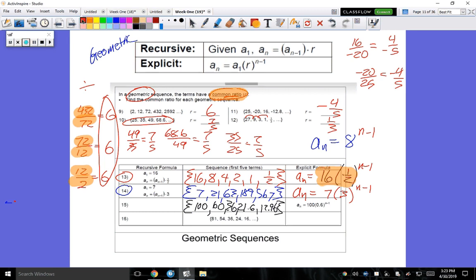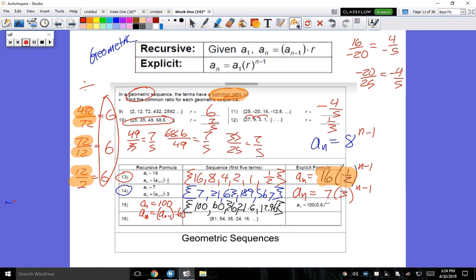Okay, Jeremy, over here. What am I going to list as a sub 1 for my recursive? 100, good. And keep going, Jeremy. What am I going to list for a sub n? You're going to put parentheses a sub n minus 1 times 0.6. Perfect. And notice how he said times rather than adding because these are geometric. Geometric is multiplying; arithmetic is just adding and subtracting.